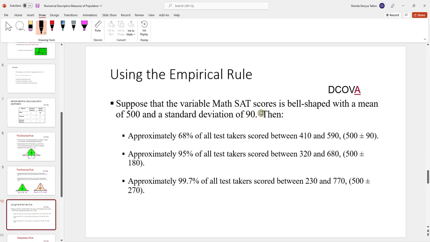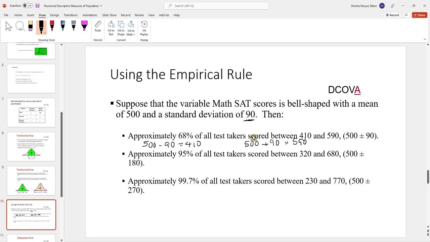So suppose that the variable math SAT scores is bell-shaped with a mean of 500 and a standard deviation of 90. So in this problem, they indicate that it's bell-shaped. So it's mound-shaped, or you can say it's symmetric. You would expect 68% of your test takers to score between 410 and 590. Well, how did we get this? Well, they told you that it's 1 standard deviation from the mean. So if you took the mean 500 and subtracted off 90, you'll get the 410. If you take the 500 and you add 90, you'll get the 590.